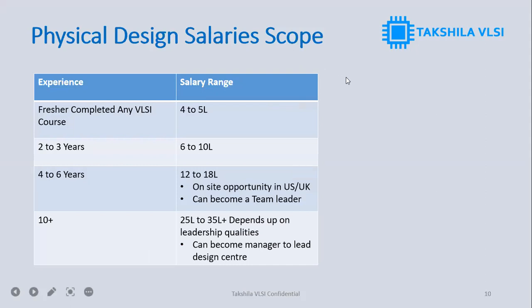So what is the salary scope? Freshers who completed any VLSI course, salary range 4 to 5 lakh per annum. With 2 to 3 years of experience, 6 to 10 lakhs per annum, and 4 to 6 years, 12 to 18, and 10 plus years, 25 to 35. So this is the typical salary range.